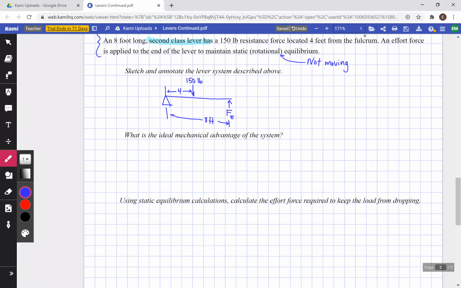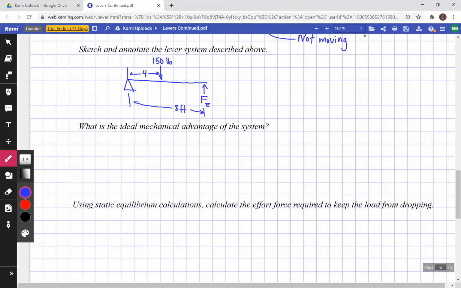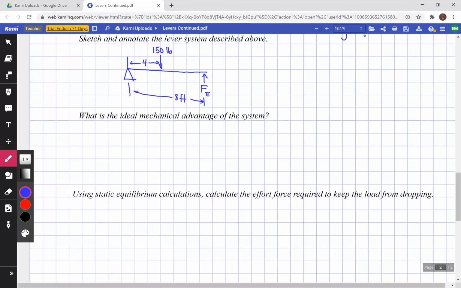Then we want to do some calculations. So the first thing it asks is, what's the ideal mechanical advantage of the system? Now, if you remember back from last time, for the ideal mechanical advantage we have the expression: the ideal mechanical advantage is the distance covered by the effort force to the distance covered by the resistance force or the load.